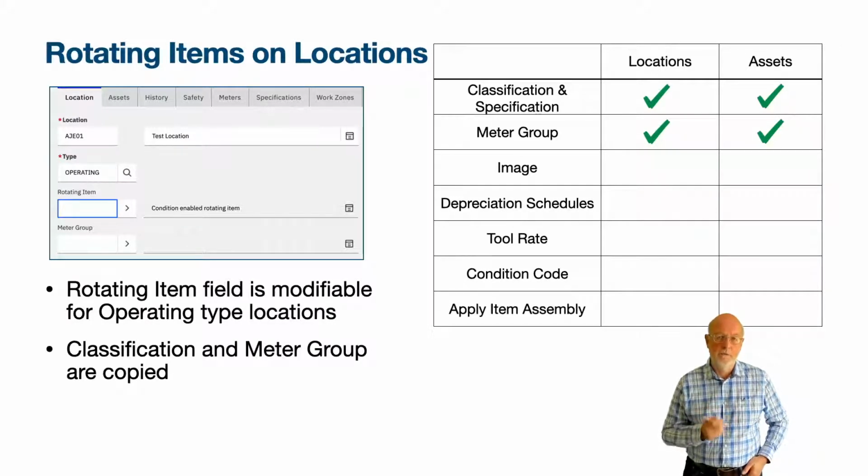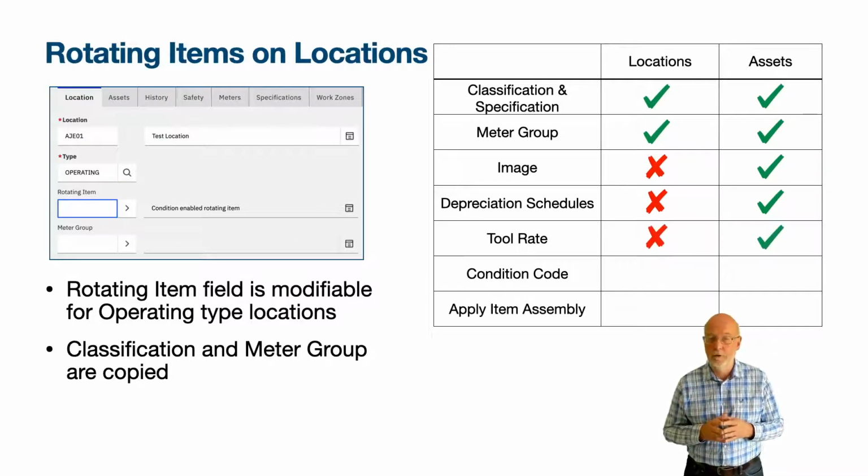Where there are differences with assets is that for the location, the image is not copied from the Item Master record, but you can still add an image to the location using the Add Update Image action. There is no depreciation on locations, only with assets. Only assets can be tools, and so you will not find a tool rate on a location record. Only assets have a condition code.